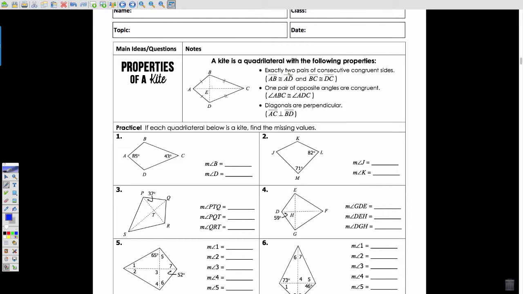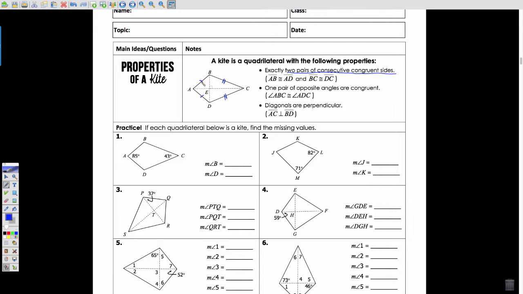Even though we don't find parallel lines, we have two pairs of consecutive congruent sides, meaning this side and this side are congruent, and they're consecutive, meaning they're connected with each other. And BC and CD are congruent, and again, they are consecutive to each other, right next to each other.